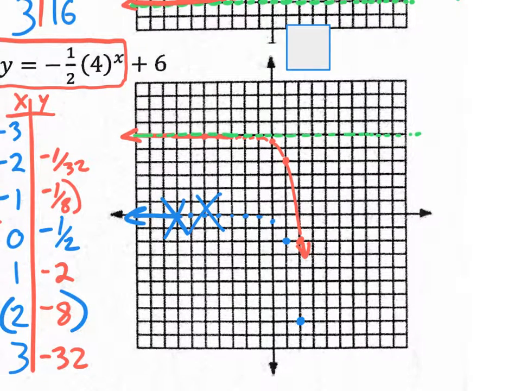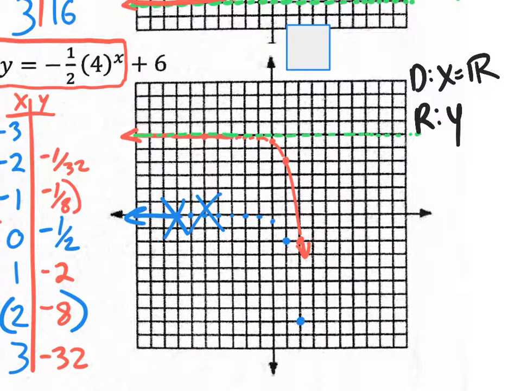So let's answer some questions. How about the domain? What's the domain of this thing? Can't just say all real numbers. You have to say x equals all real numbers. Your inputs are all your real numbers. How about the range?